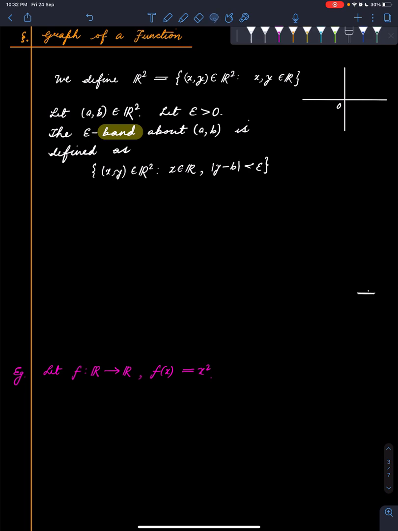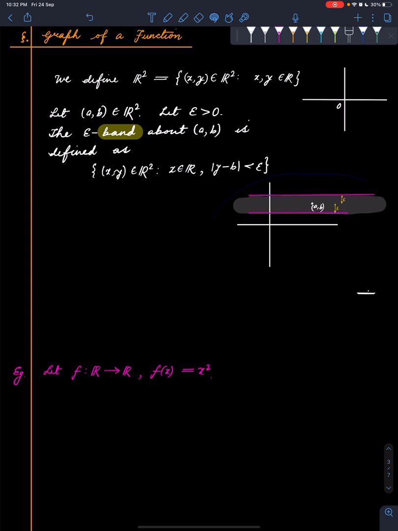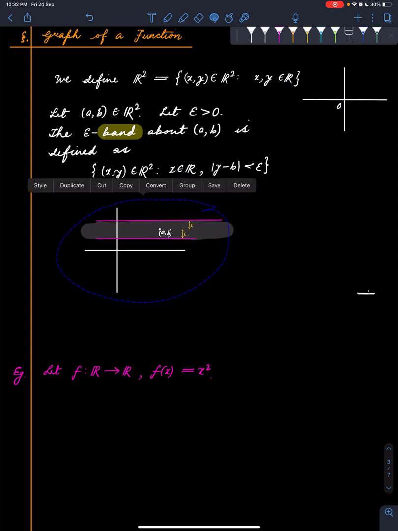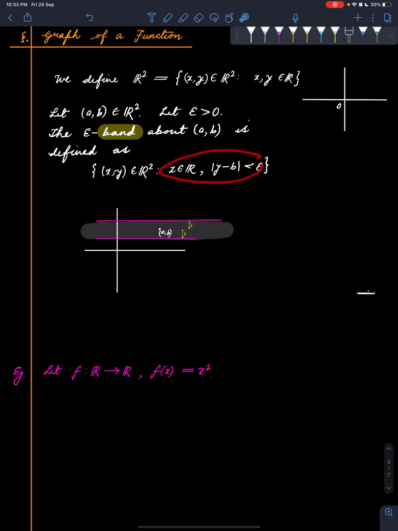So what are we trying to capture? That we can see via an image. This image is basically what I want to discuss. We have this point (a, b), and now suppose x and y are real numbers such that this condition is satisfied. Then x could be anywhere here, because x is allowed to be any arbitrary real number, but y should be between these two. It should be in this interval.